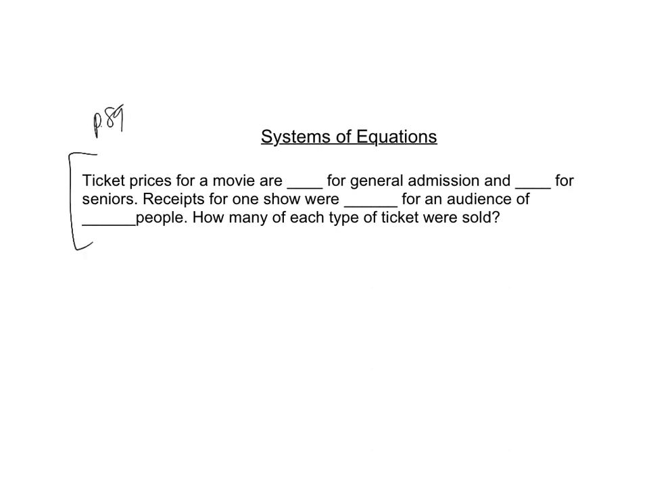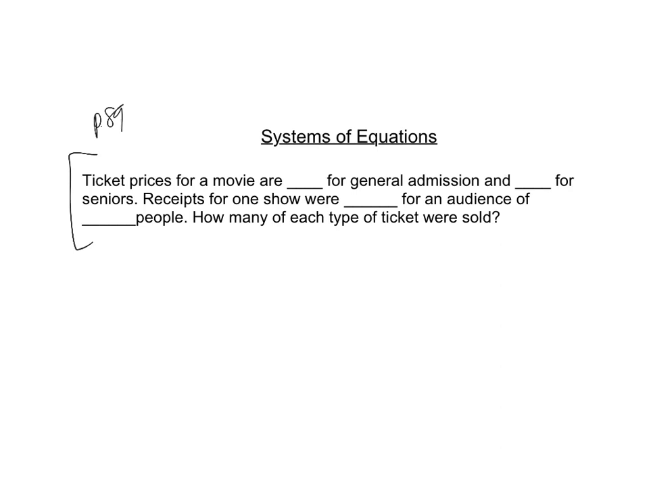It says ticket prices for a movie are blank for general admission and blank for seniors. Receipts for one show were blank for an audience of blank people. How many of each type of ticket were sold? I purposely took out some important details because I want you to understand what the actual situation is before we start to write equations.